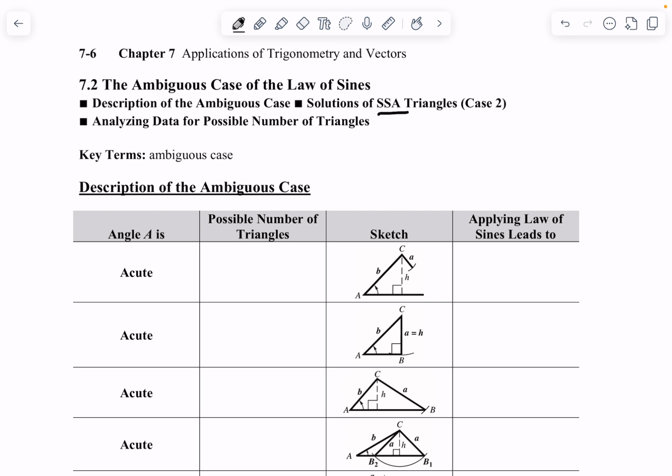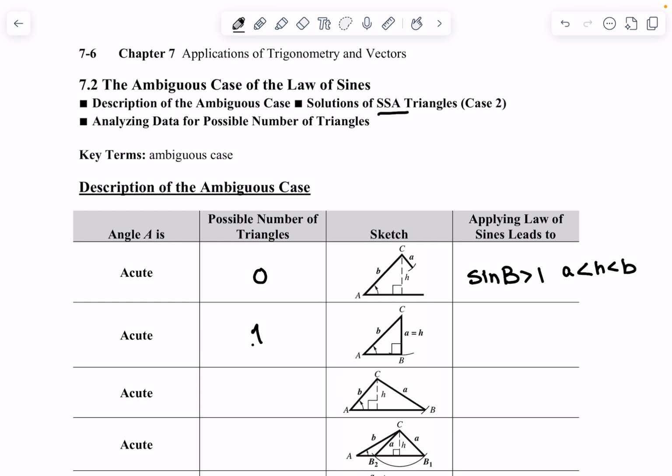So, descriptions of the ambiguous case, the possible number of outcomes when you apply the law of sines. If angle A is acute, you get 0 triangles if applying the law of sines leads you to the fact that the sine of B is greater than 1. Remember, the range of sine is anything between -1 and 1 inclusive, so you can't be over 1. It means A is less than H, which is less than B.